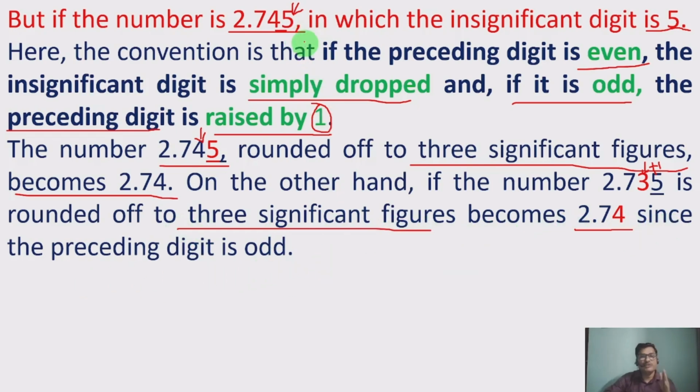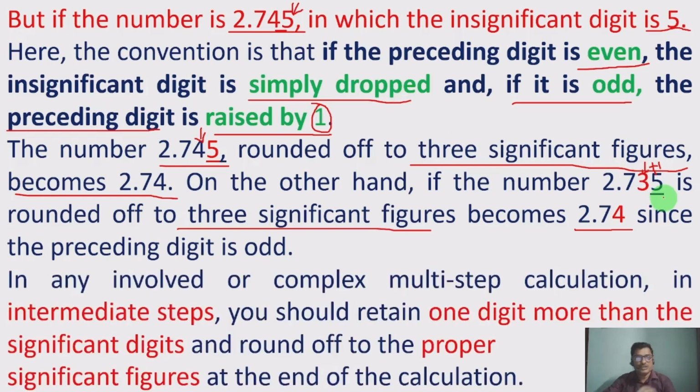If the insignificant figure is exactly 5 and the preceding number is even, it will be unchanged and the insignificant figure is dropped. If the number is odd, it is raised by 1 and the insignificant figure is dropped. That is the convention.